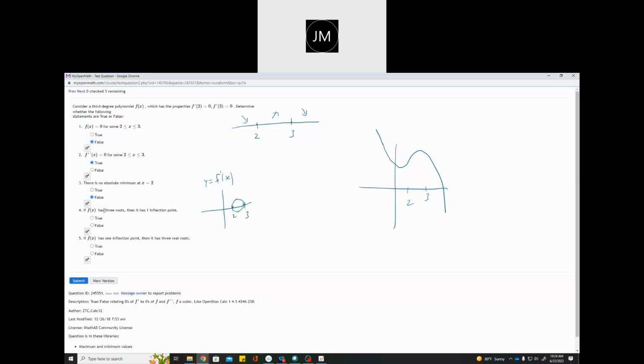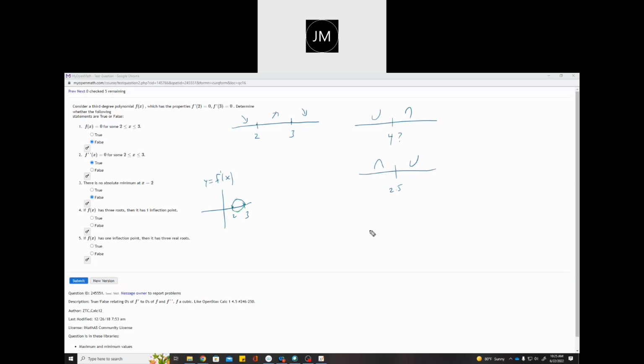All right, this one is a little bit complicated. If f has 3 roots, then it has 1 inflection point. Okay, so it's a third degree polynomial, and I already know that it has these 2 different zeros for its derivative. The question is, if it has an inflection point, so concavity changes, then it has to have 3 roots. Okay, so let's take a look at this. If it has an inflection point, that means that concavity changes somewhere. Maybe at 4, right? Maybe between 2 and 3. I don't know, but it has some inflection point. Then it has 3 real roots.